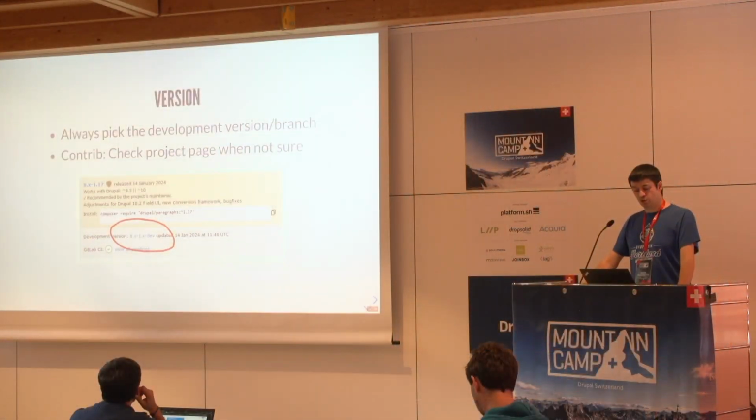Then the version. There's a very, very long list in the version field for most projects. Almost always just use the development branch. You can see that on a project page. Below the release info, you usually see the development branch mentioned. Almost always use that. There is really no reason to use anything else, unless there is a very, very, very specific use case.